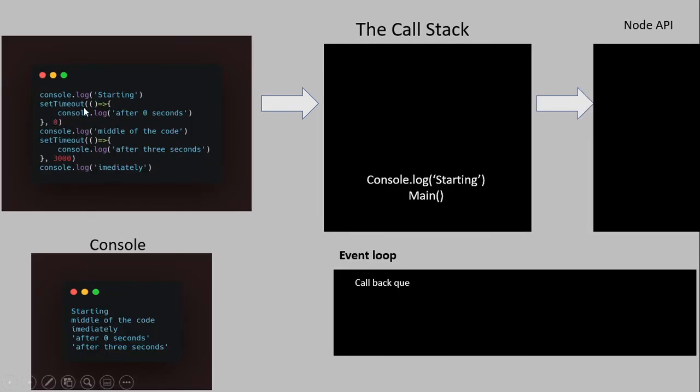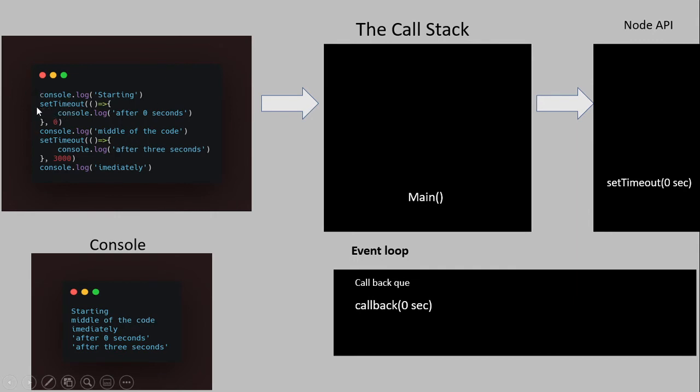Now back to the example we gave earlier. As soon as this code begins execution, we have main on the call stack as expected. Then it gets to the first line, console log starting, and we have it on the call stack, and we have started in the console. Now we go further, we get to set timeout.